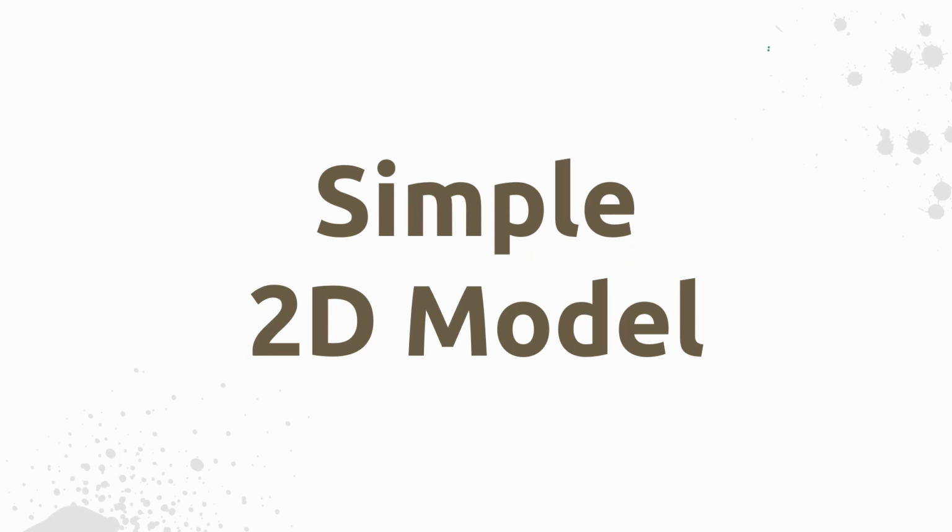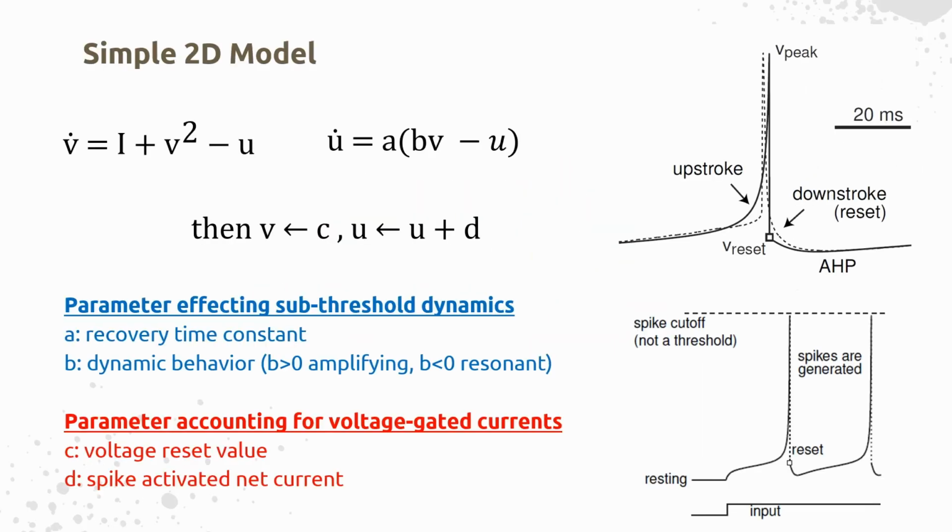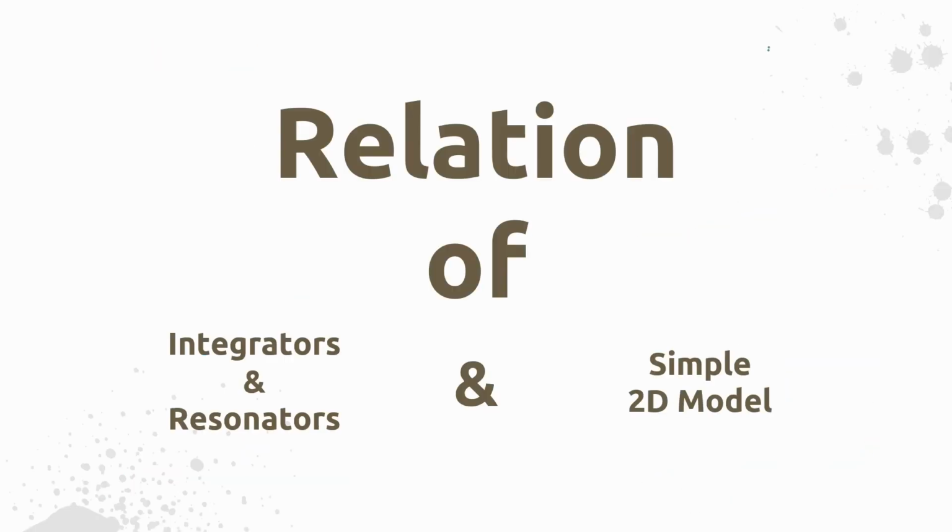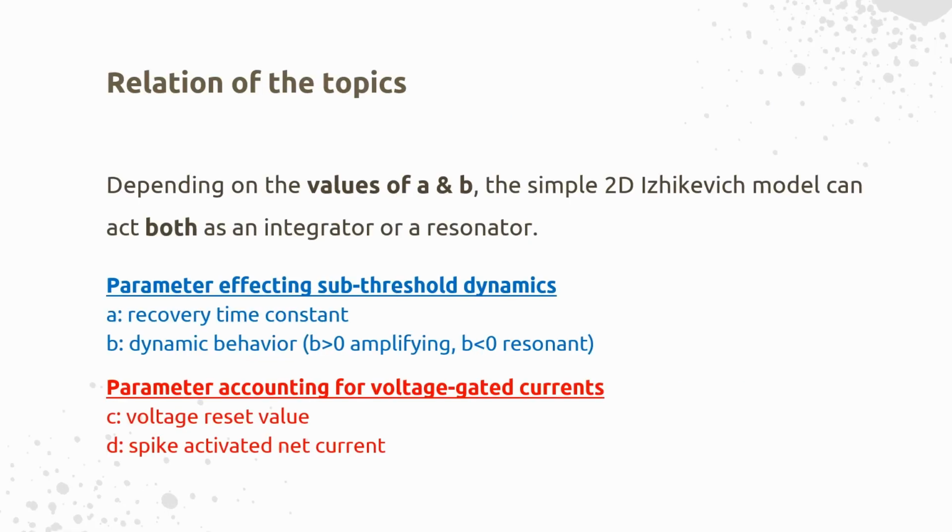The ultimately simple 2D Izhikevich model is a model where the constants were rescaled to simplify the expression further. So we have only 4 parameters, but still a nonlinear model. The relation of integrators and resonators in a simple 2D model is actually quite nuanced. Depending on the value of a and b, the simple 2D Izhikevich model can act both as an integrator or a resonator, since those parameters both affect the subthreshold dynamics.